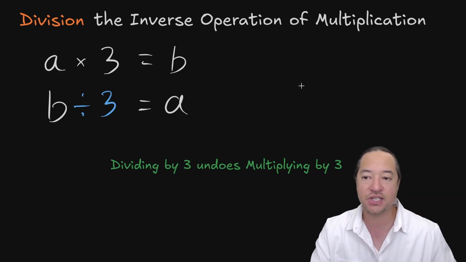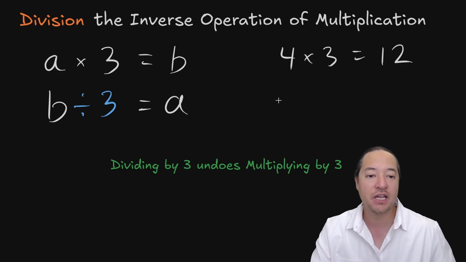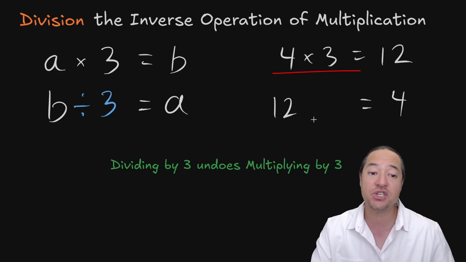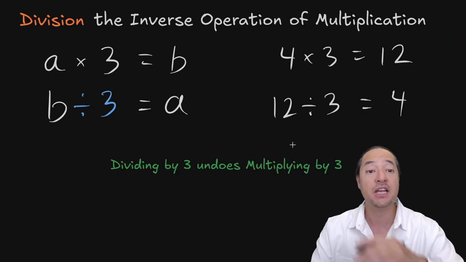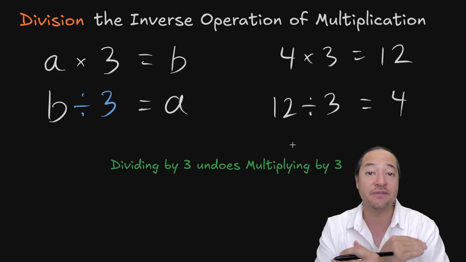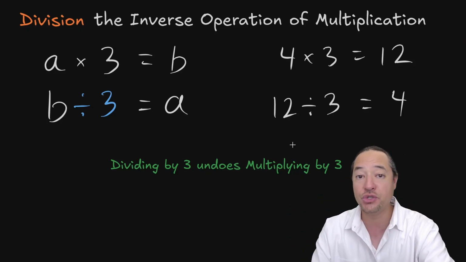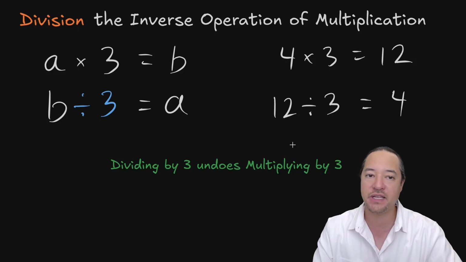Let's look at another example of this. What if we start with 4 multiplied by 3? Well, that's going to give us 12. So now if we start with 12 and we want to get 4 back, we want to undo this multiplication, we're going to have to do 12 divided by 3. Okay, so multiplication and division are inverse operations of each other. Division will undo multiplication, multiplication will undo division. So that's a good way of thinking about it, but I think there's a better way to think about division.